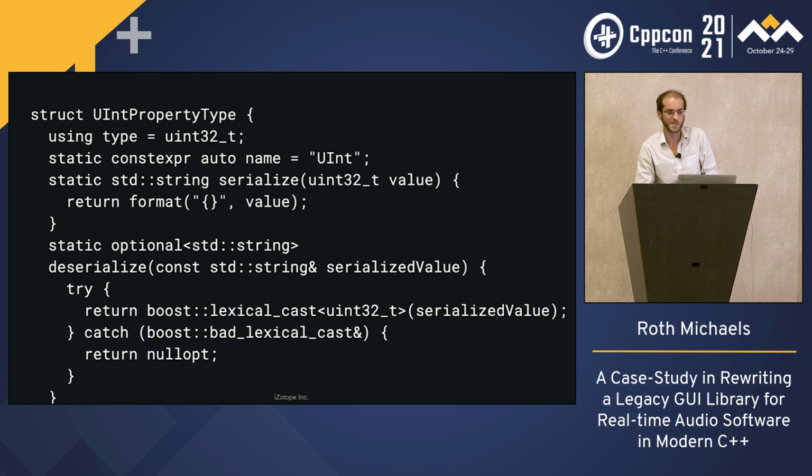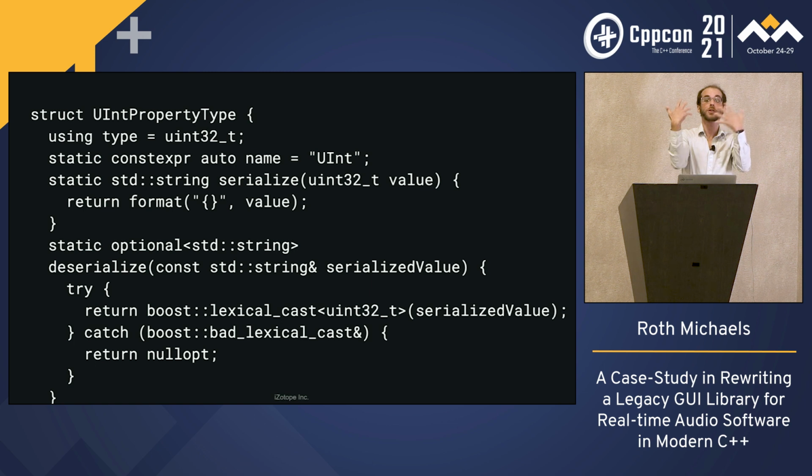A little bit more complex example, just so you can see that we do write real serialization methods. For the unsigned int property type, you see we have our type uint32_t, our name uint, and our serialize is just using format to print it as a string. And then in our deserialize, we use boost lexical_cast to try to turn it into a uint. If that throws, we catch it and return nullopt. So the deserialization could fail if you give it something bogus, and then we just won't do anything with that value.